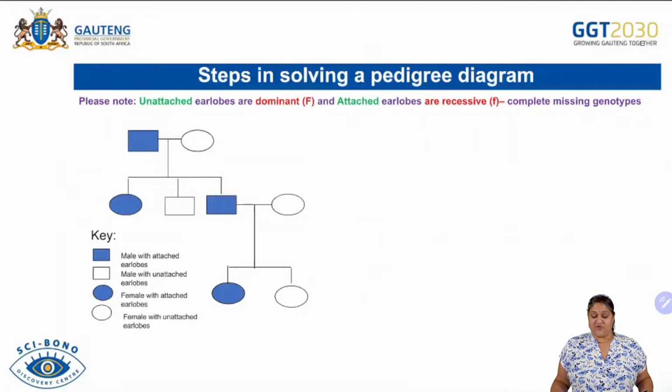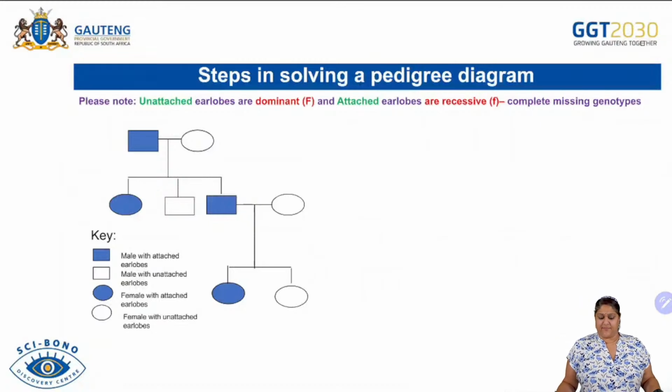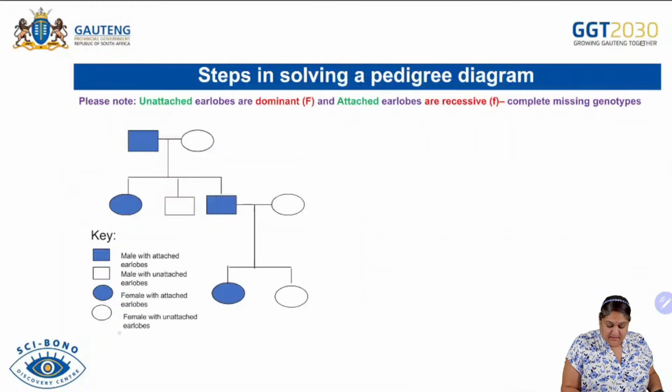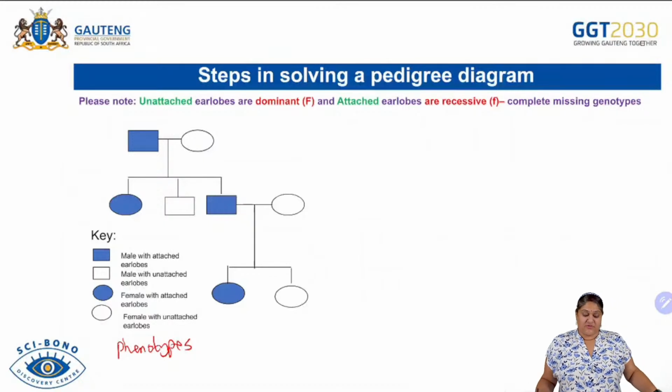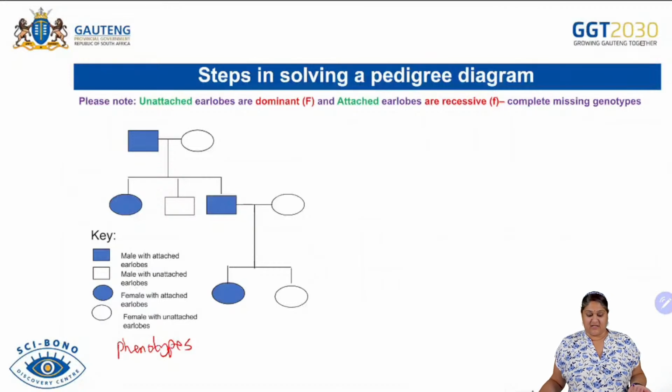Right. Now this is the steps in solving a pedigree diagram. Now you've been given this diagram, you're given a key, and as you can see, there are no genotypes here. But what is the key giving us? There's something I forgot to mention. The key is giving us the phenotypes. So these are all the phenotypes. Okay, the key has given us the phenotypes. The key is also telling us that the shaded ones are the males with the attached earlobes.